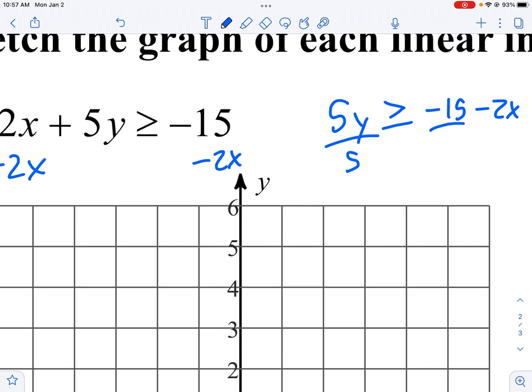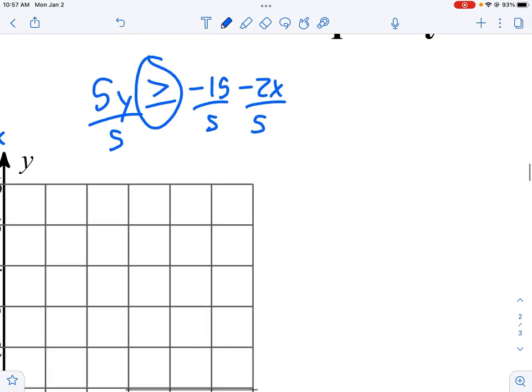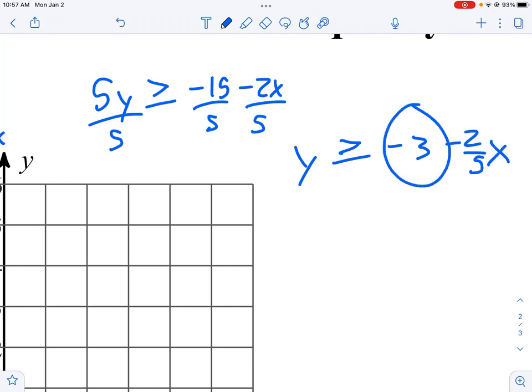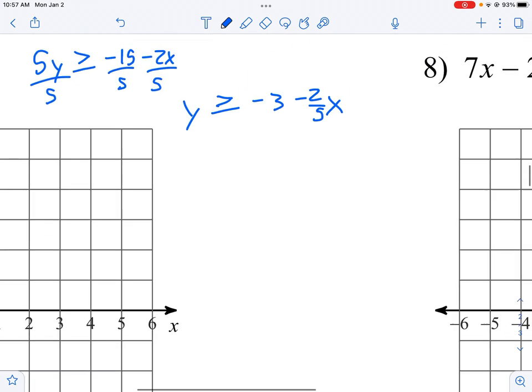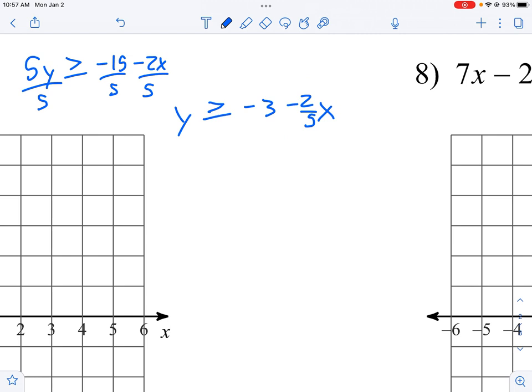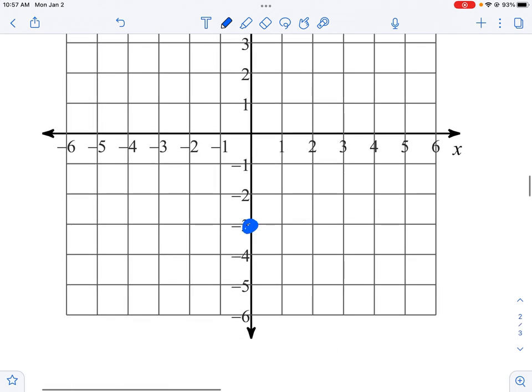And I have to divide everything by 5. Be very careful. If you divide by a negative, then this inequality needs to flip. We divided by a +5, so it's going to stay the same. So keep that there. Now we got -3 and then minus 2/5. My y-intercept is -3, so I come down to -3 on my y-axis. And then my slope is negative again, so I'm going to go down and to the right, so down 2, right 5. And it puts me here, or I can go up 2, left 5, get a point there.